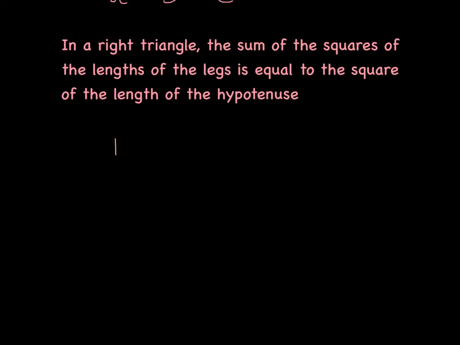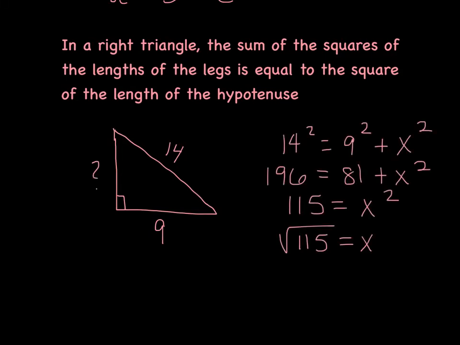We've used the Pythagorean theorem before to find the length of a missing side. So if we had a right triangle, we knew that this was 14, we knew that this was 9, we could find out what that missing side was. By solving for x squared, squaring our terms, we could find the value of x, and in this case, the square root of 115 is approximately 10.7.